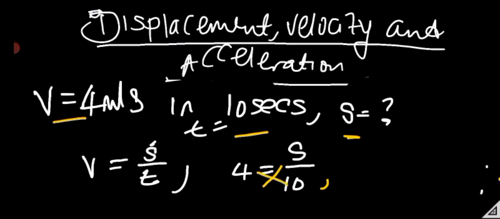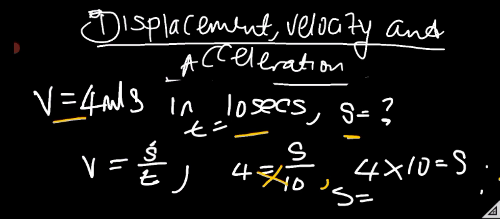When we cross multiply, we have 10 going to meet 4, so that becomes 4 times 10 is equal to s standing alone. So s is equal to 4 times 10, which is 40 meters. So the displacement of the boy is 40 meters. I think this is explanatory enough.